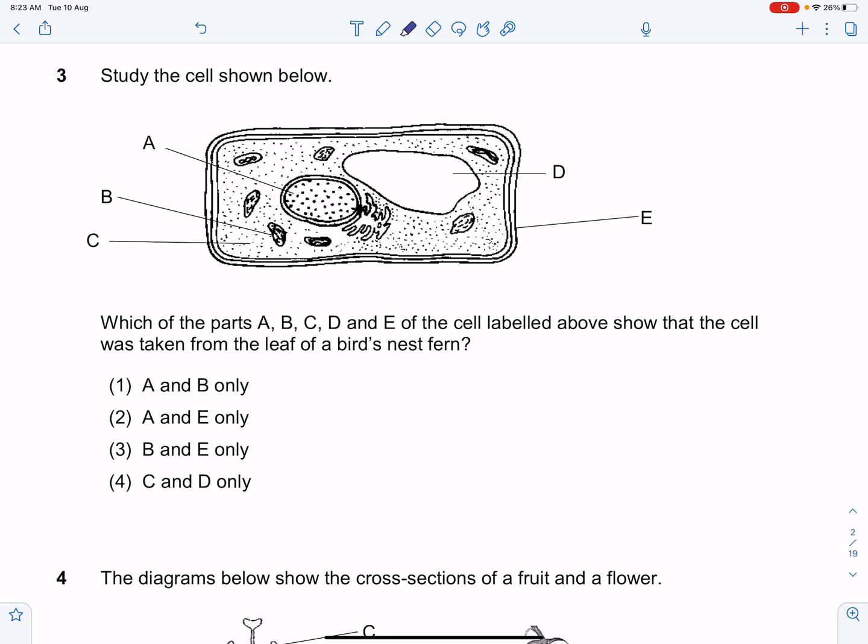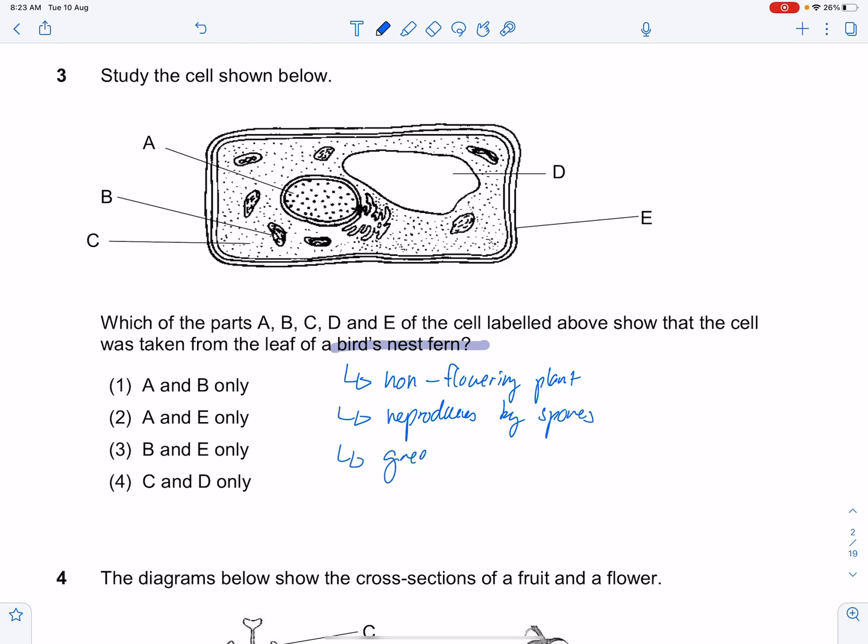So right off the top, we need to understand what a bird nest fern is. Bird nest fern is a non-flowering plant. It reproduces by spores, and it's green, able to make food.